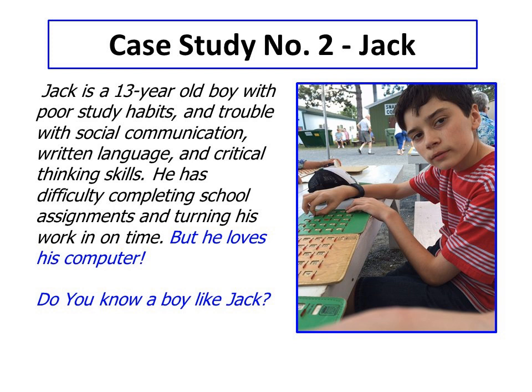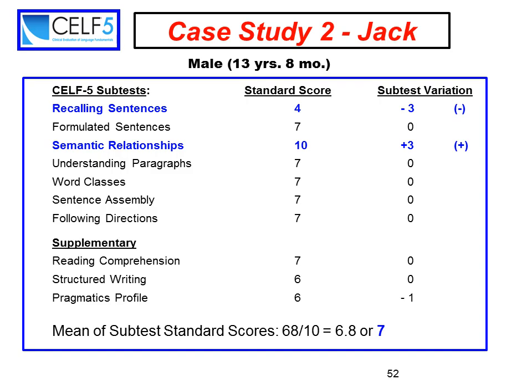You know a boy named Jack? Let's take a look at Jack. Let's take a look at his CELF-5 score. Look at his, oh my God. Here are his subtest scores, right? 4, 7, 10, 7, 7, 7, 7. Look at this. You know, they're borderline. And he's got recalling sentences as a weakness.